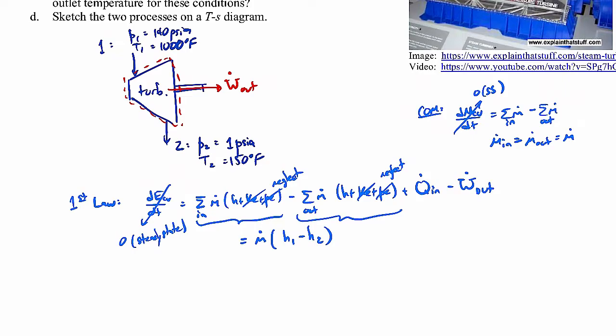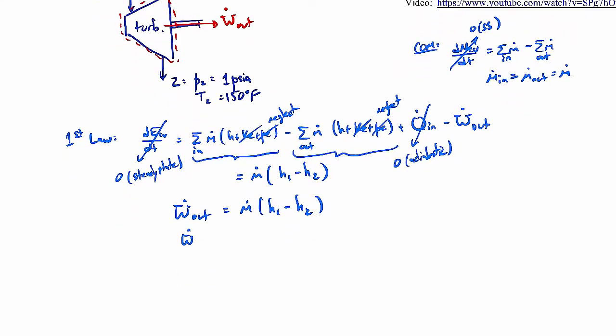We'll assume that the turbine is operating adiabatically. We were told that in the problem statement. And then we're trying to find the power out, so we can rearrange the equation. And then we're trying to find the power out per unit mass flow rate, so we'll divide through by m dot. So that's how we find that quantity. As far as determining those specific enthalpies, we go back to the property tables for water.